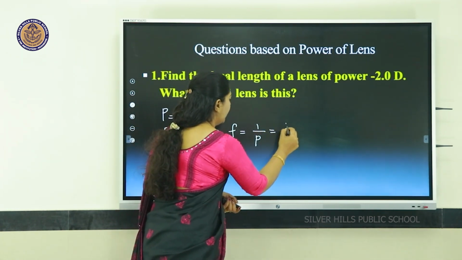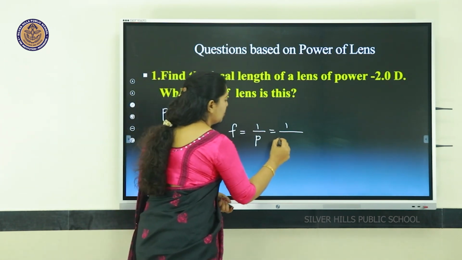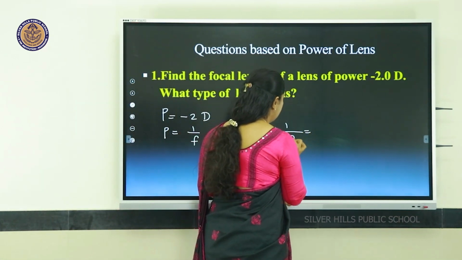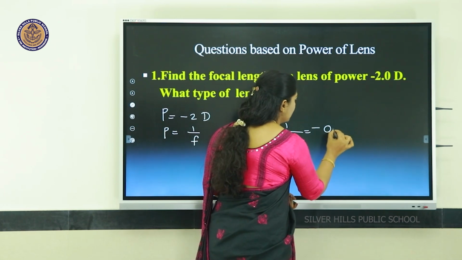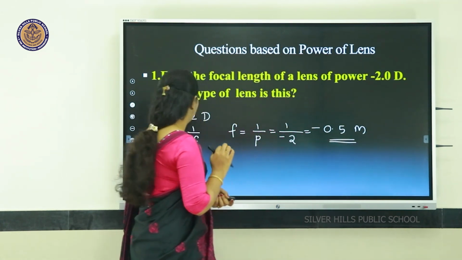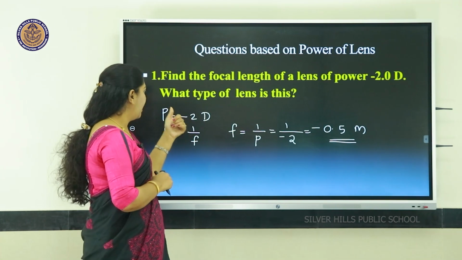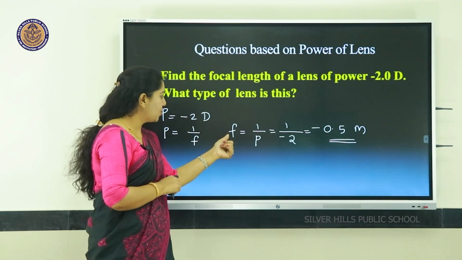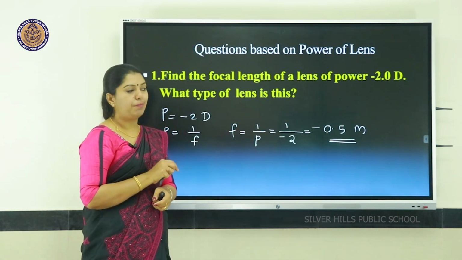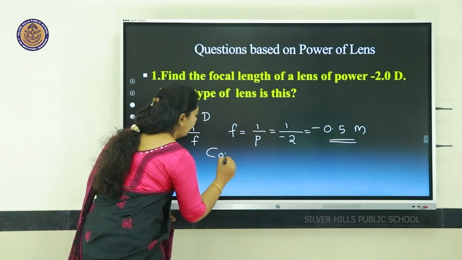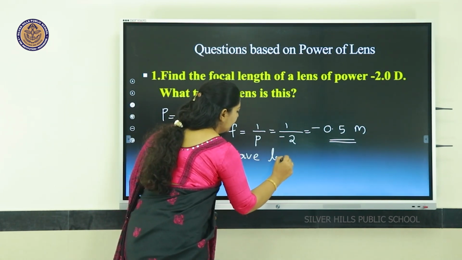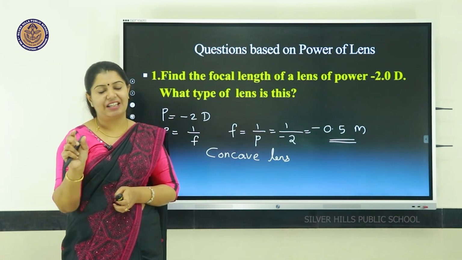That is 1 divided by power, minus 2. 1 divided by minus 2. 1 by 2 is 0.5. This minus symbol, so minus 0.5. The unit is meter. This is our answer. If the power of a lens is given, then we can find out focal length by using the equation F is equal to 1 by P. The answer is minus 0.5 meter and this lens is a concave lens because focal length is negative. You have studied that the focal length of a concave lens is negative.